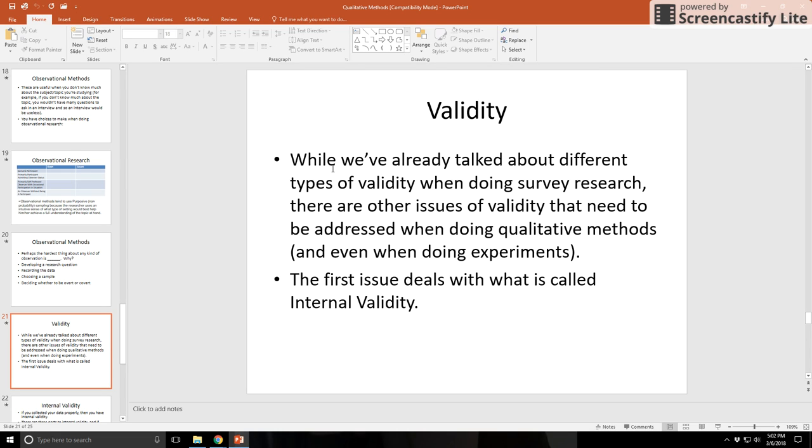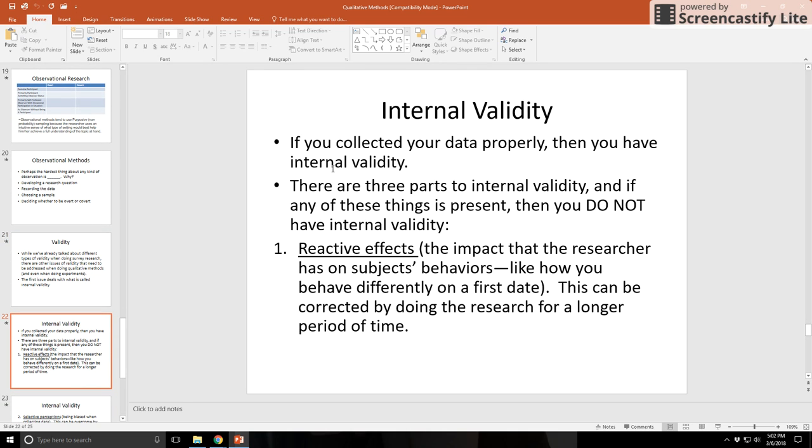So when you do some interviews, observations in this case, you need to worry about what's called internal validity. So here we go. There are three parts to it. If you have any of these problems, then you don't have internal validity. In other words, what you're doing isn't going to yield good results. So, are there reactive effects? In other words, is your presence influencing how they behave?